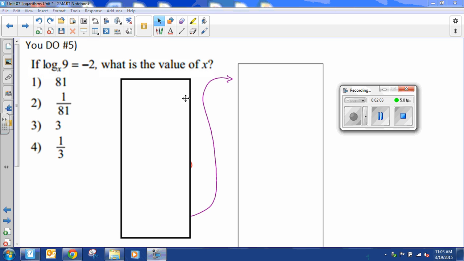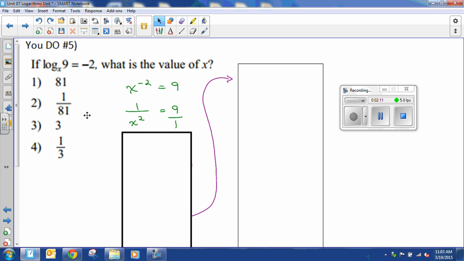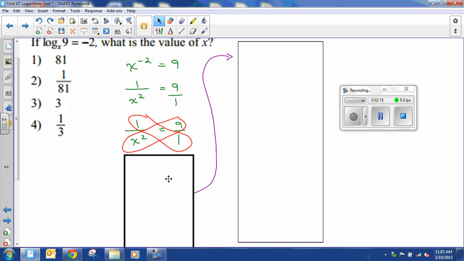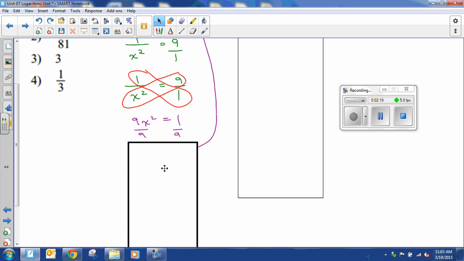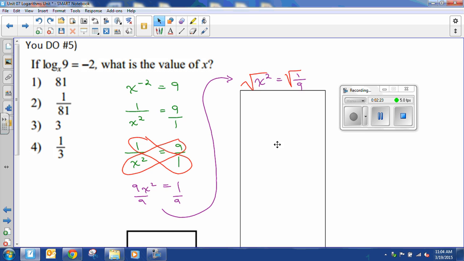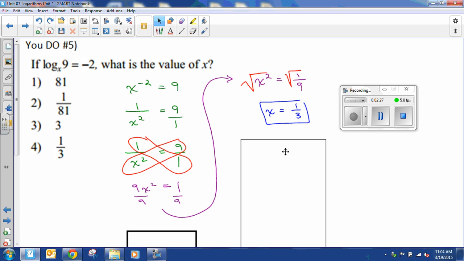Okay, so you do number 5. We go around the world again. X to the negative second power equals 9. So you rewrite it as a positive exponent, so it's 1 over x squared equals 9 over 1. We cross multiply. 9x squared equals 1. We divide both sides by 9. And you take the square root of both sides. X equals 1/3.